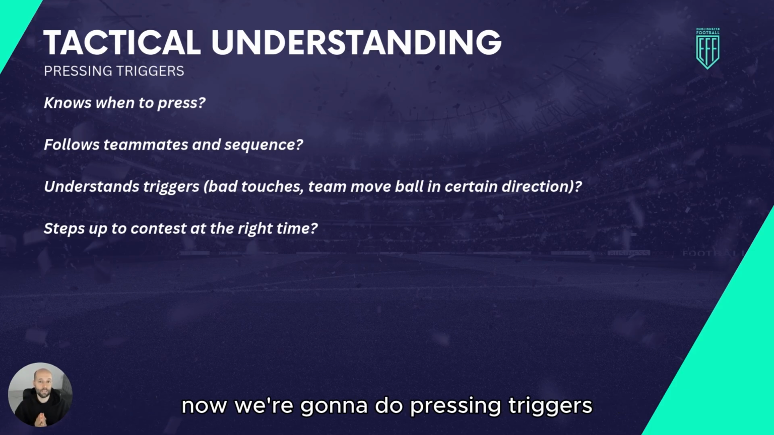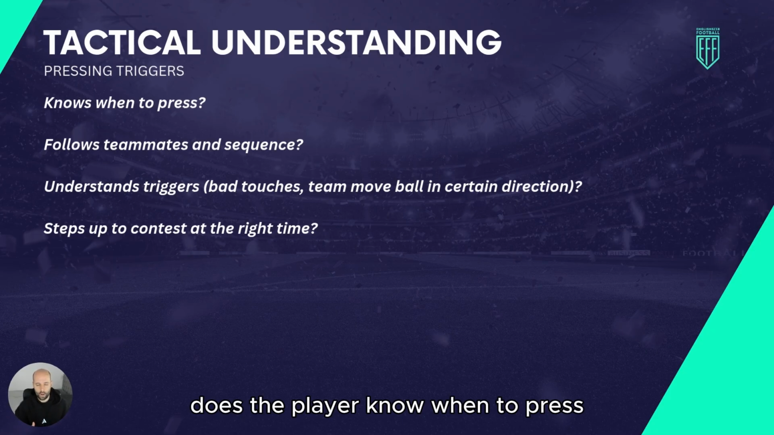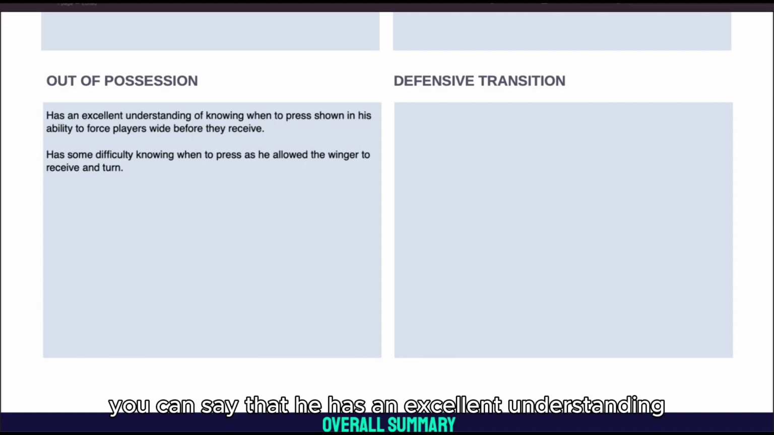Now we're going to do pressing triggers. So this is very tactical. Does the player know when to press? Let's look at how you can use some phrases here. So from a positive perspective, you can say that he has an excellent understanding of knowing when to press, shown in his ability to force players wide before they receive. So that might be pressing for an offensive player. And from a negative perspective, has some difficulty knowing when to press as he allowed the winger to receive and turn. So this could be a more defensive player.